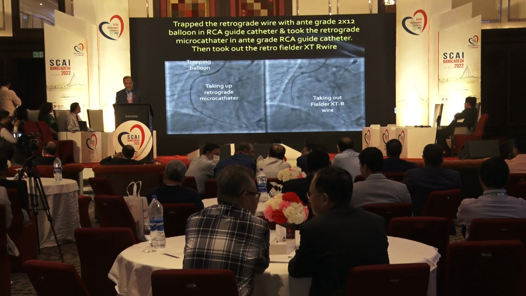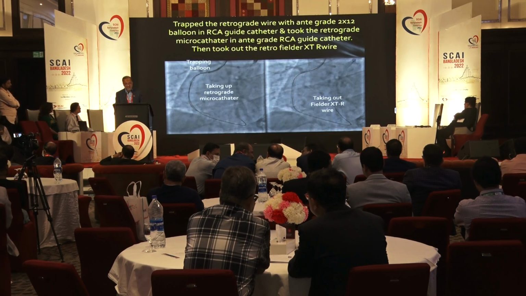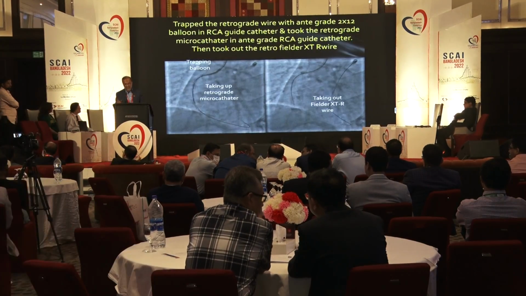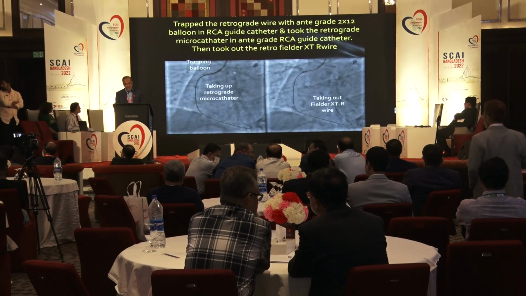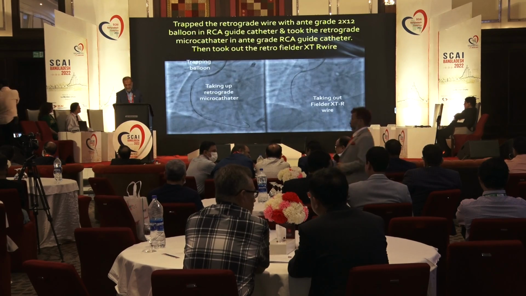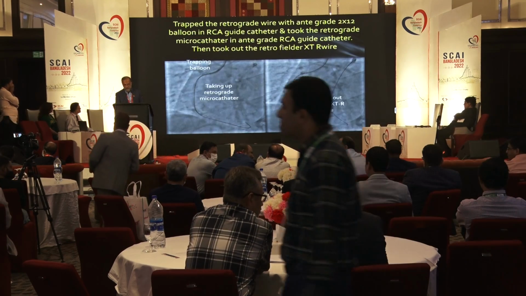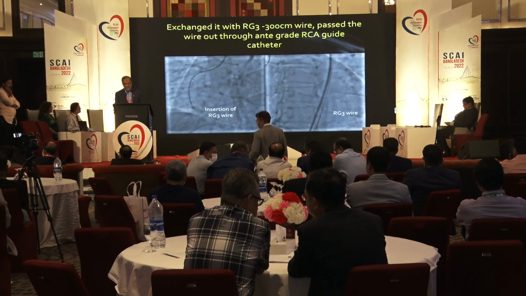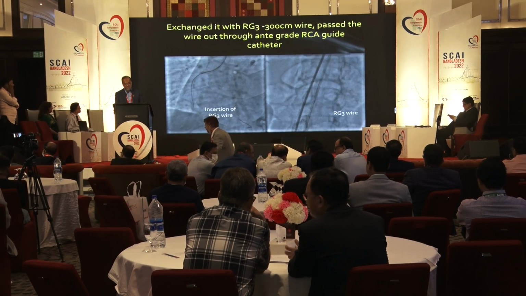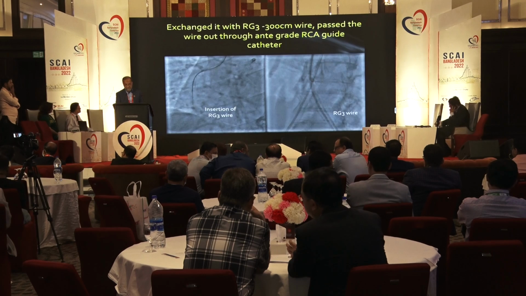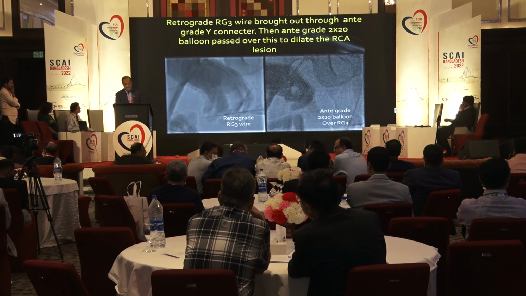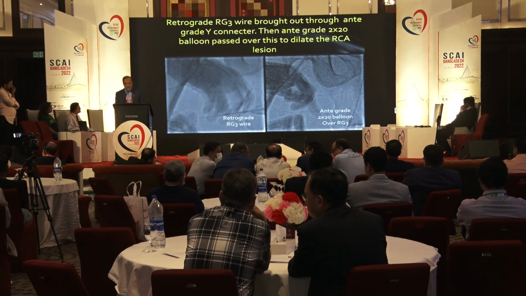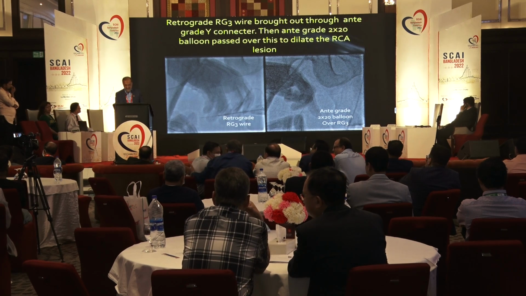Now I trapped the retrograde wire with an antegrade 1.2 balloon in the RCA guide catheter to get support, and took the retrograde microcatheter into the antegrade RCA guide catheter. Then I took out the retrograde Fielder XTR wire and exchanged it with an RG3 300 cm wire, passing it through the antegrade RCA guide catheter. The retrograde RG3 was then brought out through the antegrade Y connector. Then an antegrade 2.0 balloon was passed over it to dilate the RCA lesion.